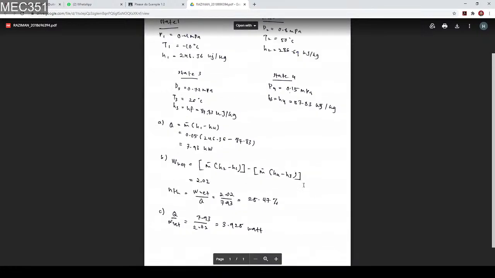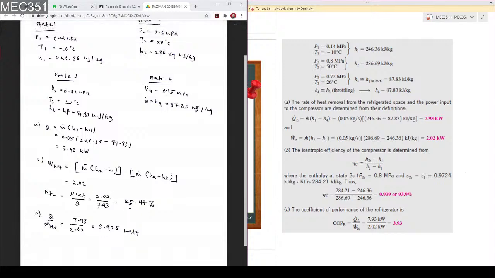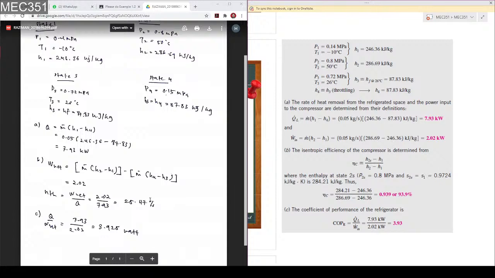Okay, final answer Raziman, 3.925, so 3.93. Okay, it's correct. But the efficiency is 25%. This is wrong. 7.93 kilowatt for the absorbed heat removal QL, right, correct. But work in is incorrect.